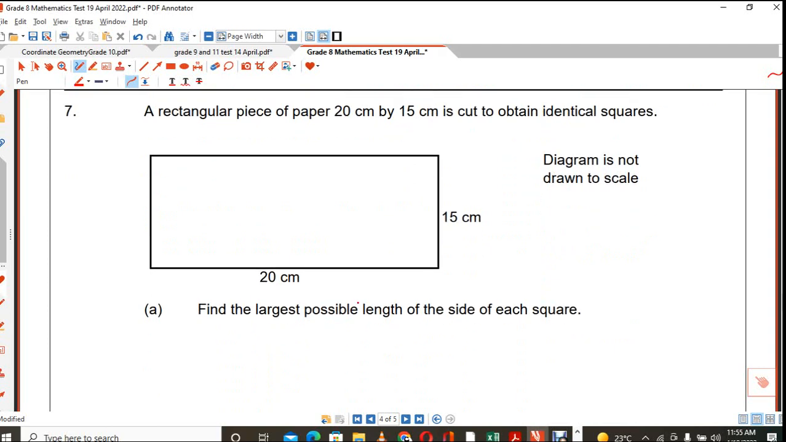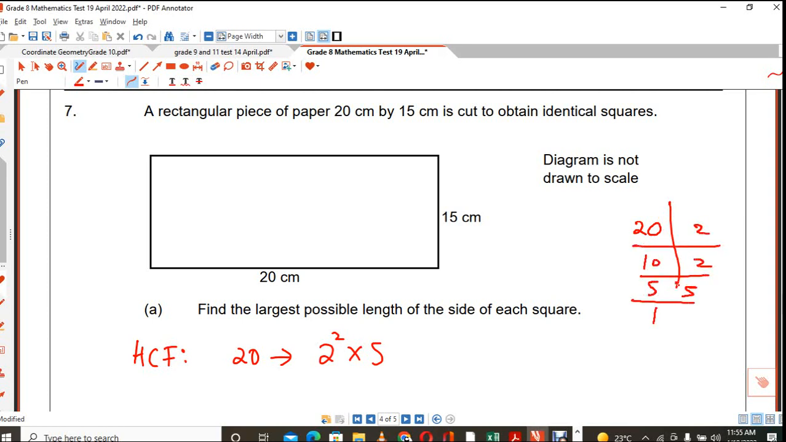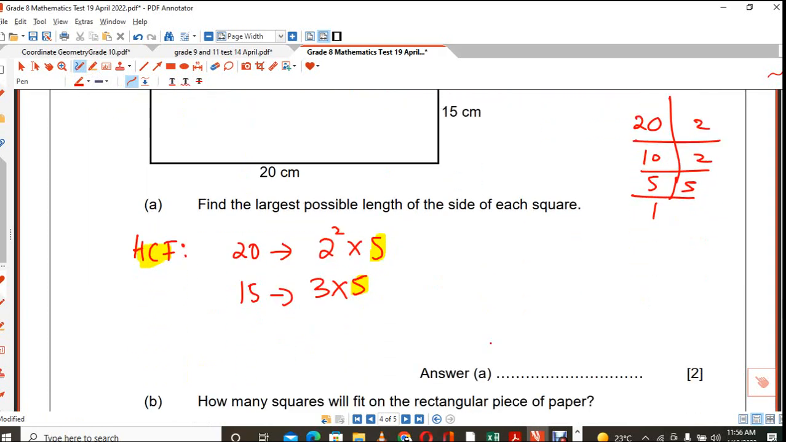When they are saying find the largest possible length, they are looking for the highest common factor. 20 is nothing but 4 times 5. If you do your 20 here, you will be using 2. That's where it comes from. You follow? 15, this one is easy, it's just 3 times 5. The highest common factor is just 5. When you're looking for highest common factor, you ignore the other ones. Okay? So, this answer was supposed to be 5.